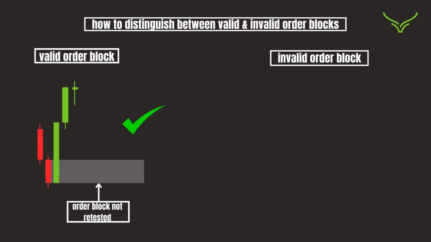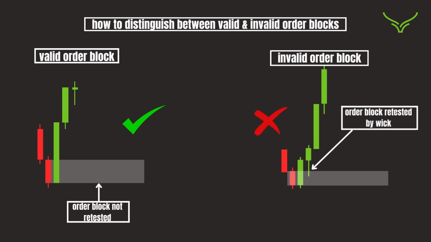Secondly, our order block must not be retested by wicks or candles. Such order blocks are referred to as unmitigated and have greater potential of success. If an order block is retested by wicks or candles, it becomes invalid and traders should stay away from such.